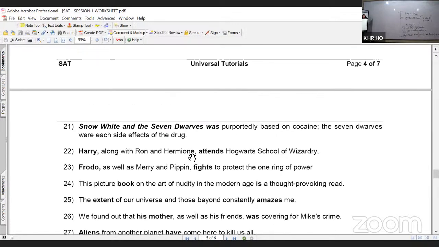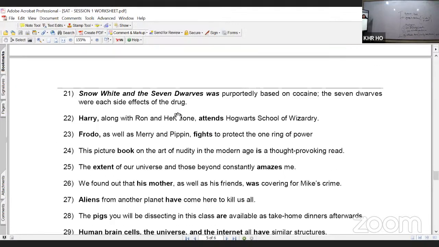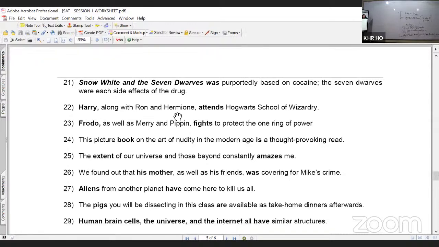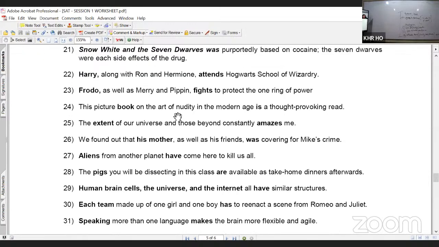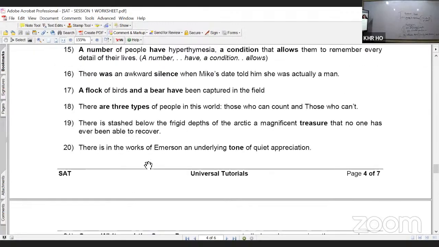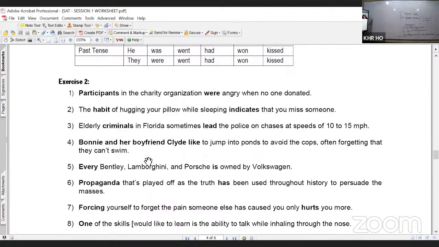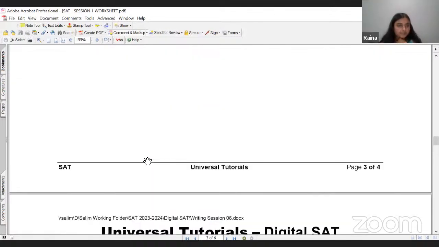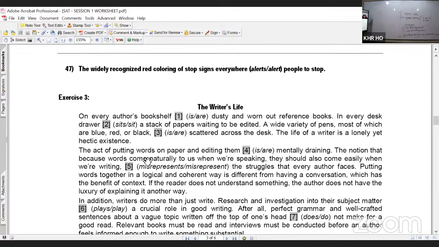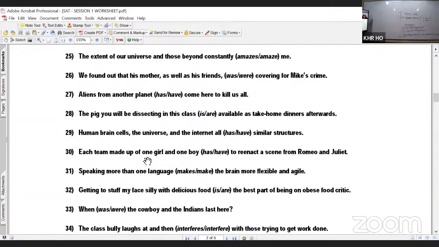Okay. Now, Raina, how much did you get? How many are wrong for you, dear? I got 2 wrong. Question number? 25 and 26. So we already went over 26. Yeah, I'll display it.